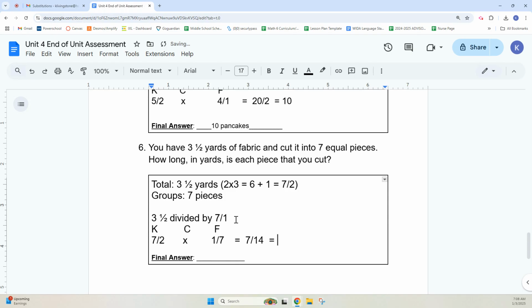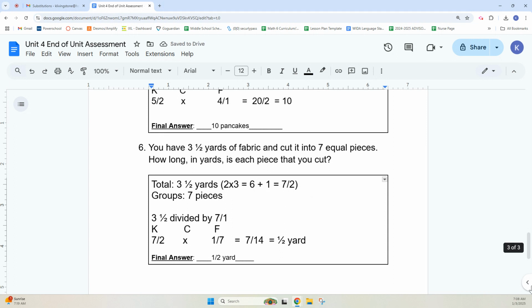And then I need to simplify that down. 7 and 14 can both be divided by 7. 7 divided by 7 is 1. 14 divided by 7 is 2. 7/14 simplifies to 1/2. So our final answer, how long is each piece? Each piece is 1/2 yard.